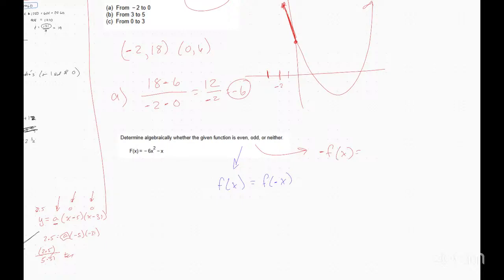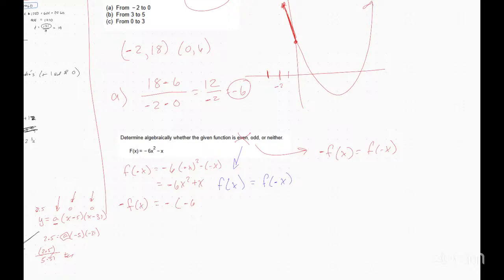Okay. So what we're going to do is find out what f of -x is. So f of -x equals -6 times -x squared minus -x, which would be -6x squared plus x, right? Which is different. So it's not even, because f of x would have to equal f of negative x if it was even. Now let's find negative f of x. So that's negative over everything, over the f of x. So both of the signs change.